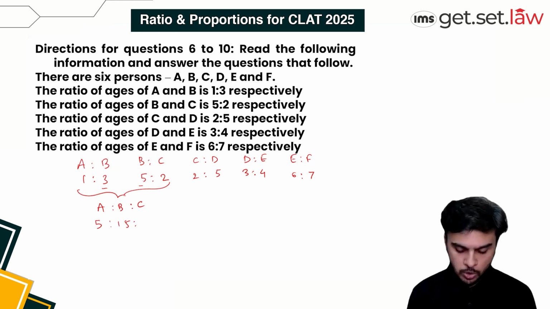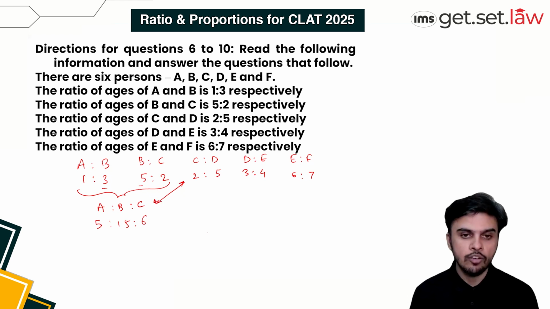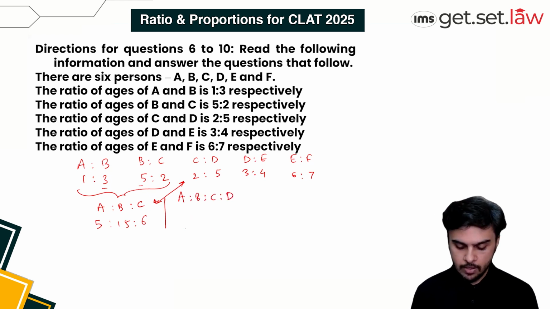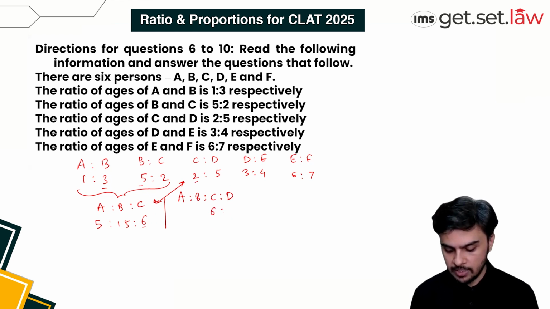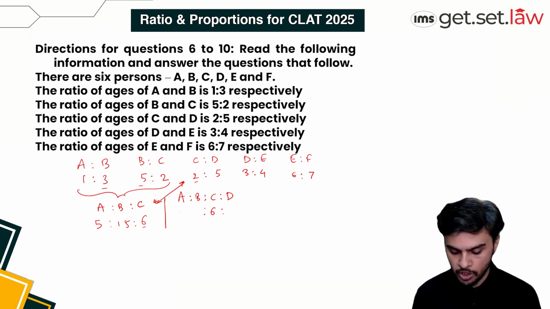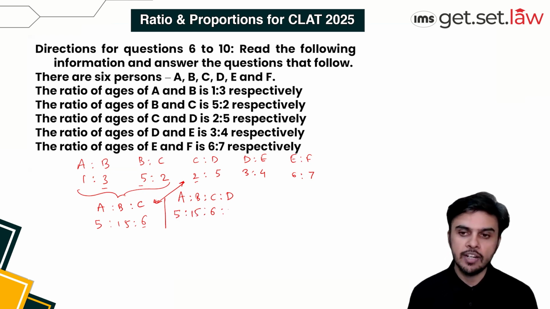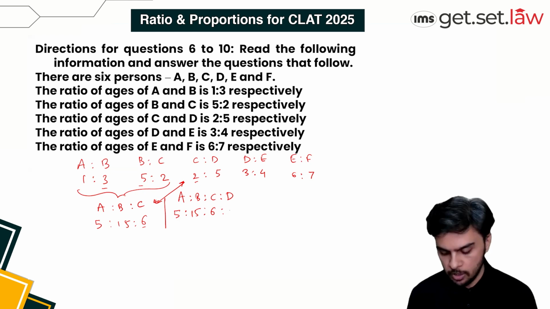For the second ratio B:2C, 5 into 3 is 15. So 2 into 3 will become 6. Now we can combine these two ratios, A:2B:2C along with C:2D. If I combine that, I get A:2B:2C:2D. The common element is C. Values of C are 6 and 2. LCM of these two values is 6. So values of A and B will not change because value of C is 6. But 2 is converted to 6, means 2 into 3 is 6. So 5 into 3 is 15.